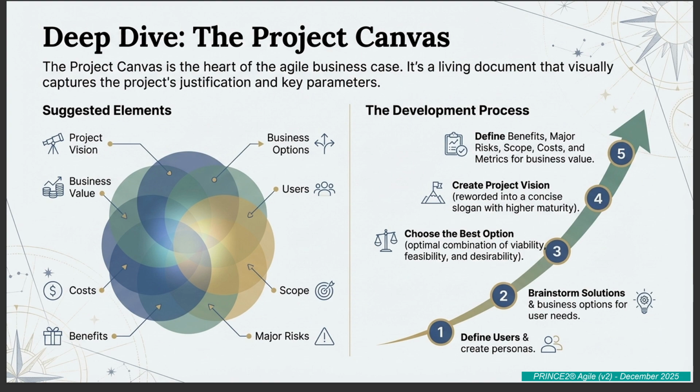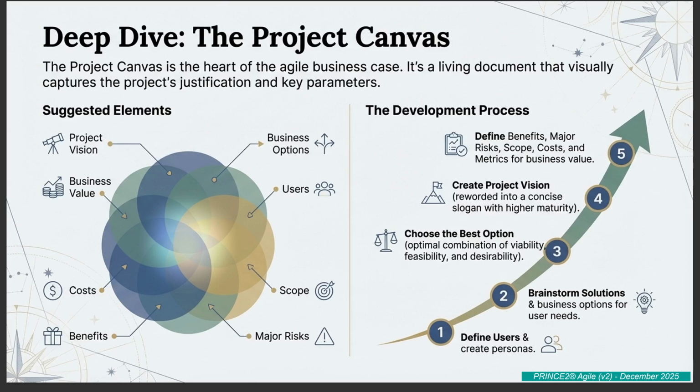How do you define best? You're looking for the sweet spot. You assess your options against viability, feasibility, and desirability. The best option is the one that hits the middle of that Venn diagram. So viable means the business can afford it long term. Feasible means the team can actually build it. And desirable means users will actually want it. That's the one. An option might be feasible and desirable, but if it's going to bankrupt the company to maintain it, it's not the best option.